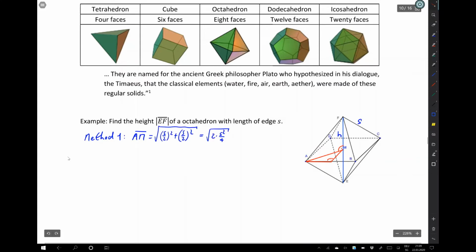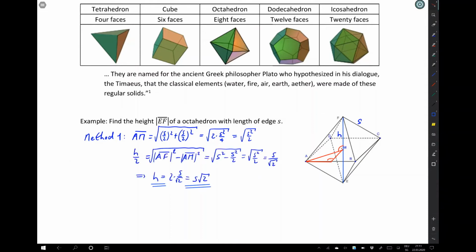AM is the square root of this length squared plus this length squared. Both lengths are s half squared, and we get the square root of s squared divided by 2. Using Pythagoras in this triangle here, we get that h half is the square root of AF squared minus AM squared. Inserting s for AF and for AM what we found here, we get in the end s divided by the square root of 2. Then we have to multiply the whole thing by 2, since this is h half, and we get s times the square root of 2.